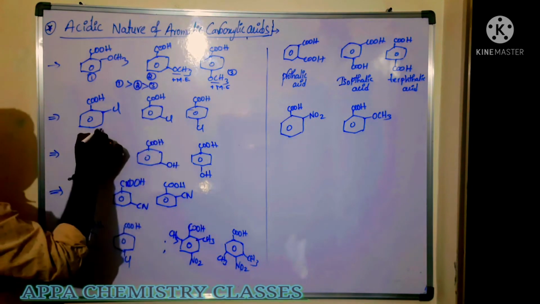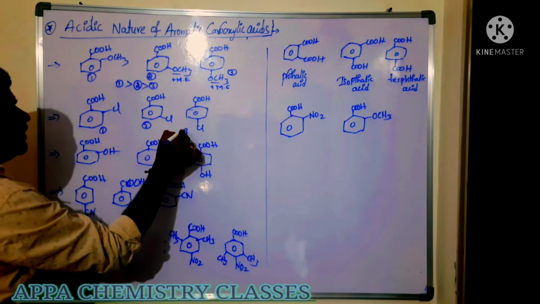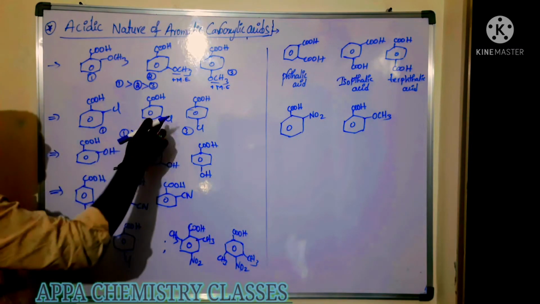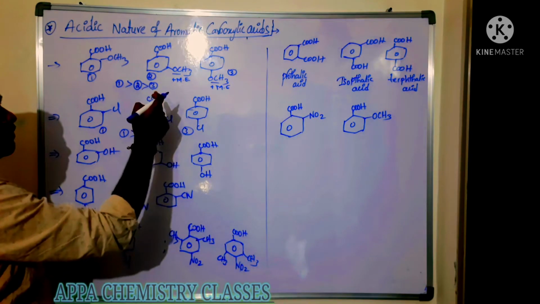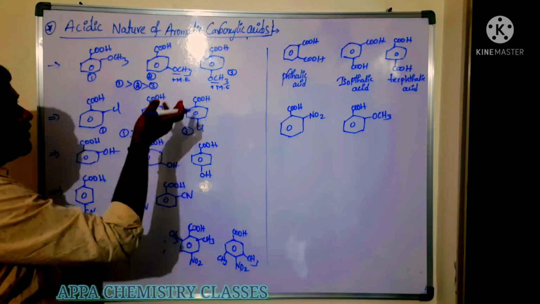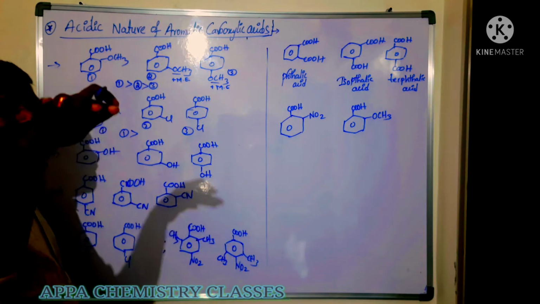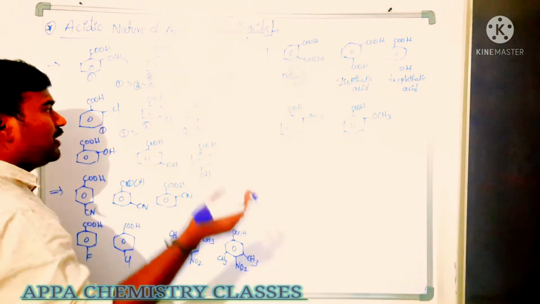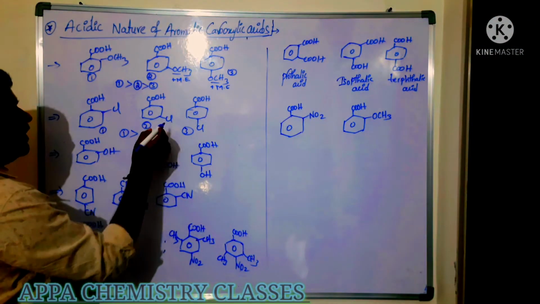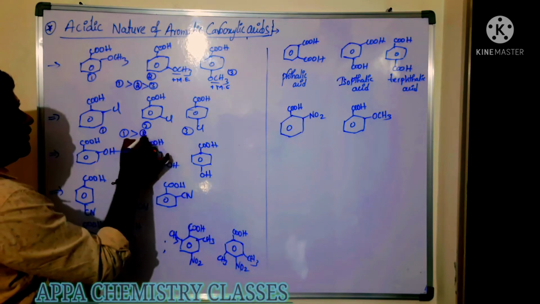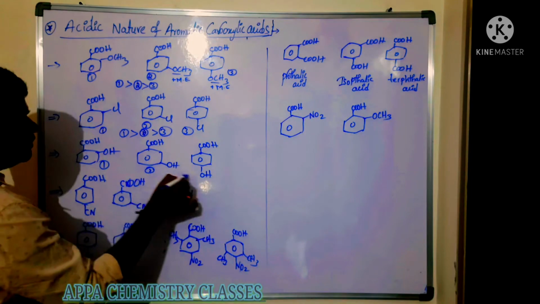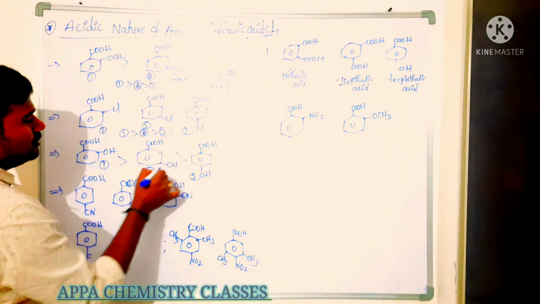So among these, which is more acidic? The one that is more acidic is the ortho substituted. After that, meta and chloro: this is a plus M group, which increases electron density. Whenever it increases electron density, the carboxylate ion is destabilized. Destabilizing means it will decrease the acidic nature. So the meta substituted one will not have effect. 1, 2, 3. Here also 1, 2, 3. So this is 1, 2, 3.